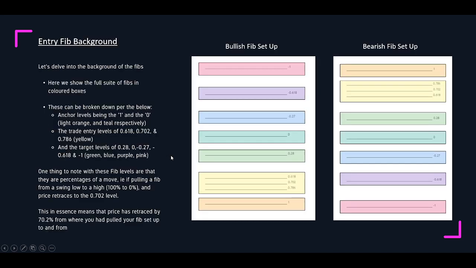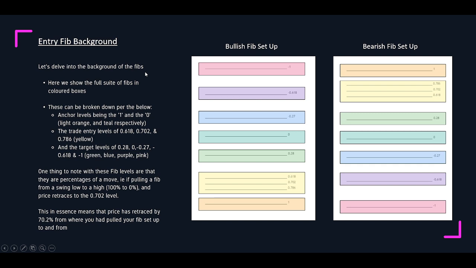Next slide. We've got the entry fib background. As I've mentioned, I don't typically use these colors in my fibs by any means, but I've done it here so we can reference back to colors as we show them on the chart. So I will read through this.